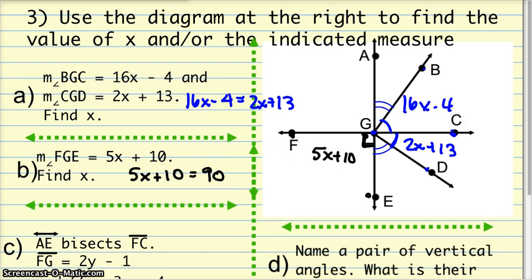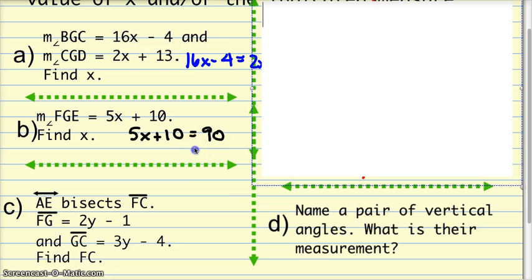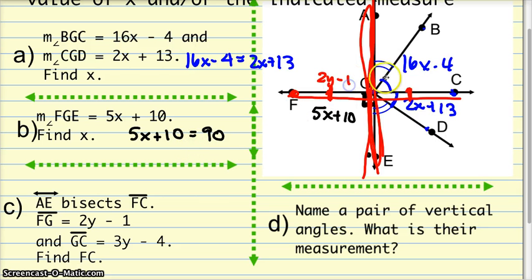For letter C, it says AE bisects FC. That means AE is coming in and it's cutting FC into two congruent pieces. So make those markings so that when you look at the diagram, you recognize that that segment FC has been cut in half. It then goes on to tell you that the length from F to G is 2y minus 1. And it tells you that the length from G to C is 3y minus 4. So those two distances are going to be equal.